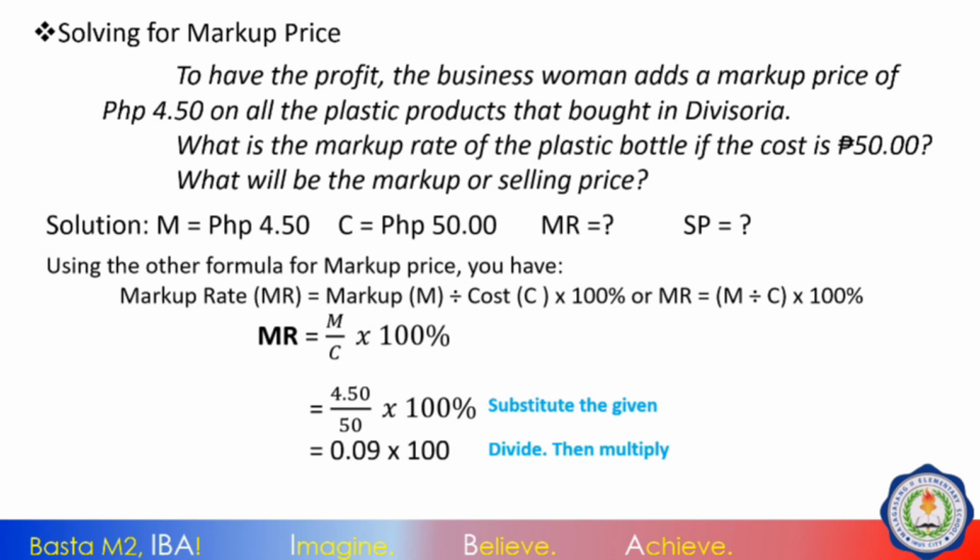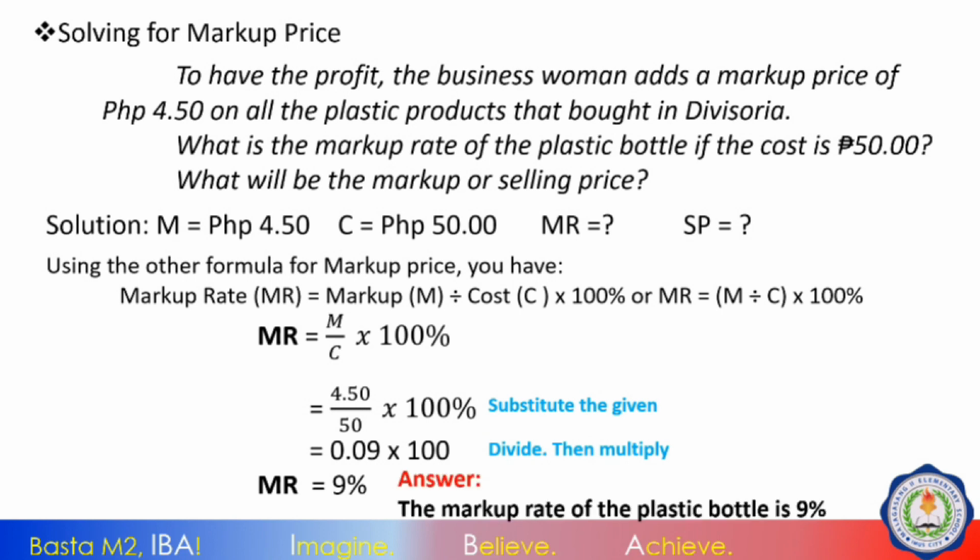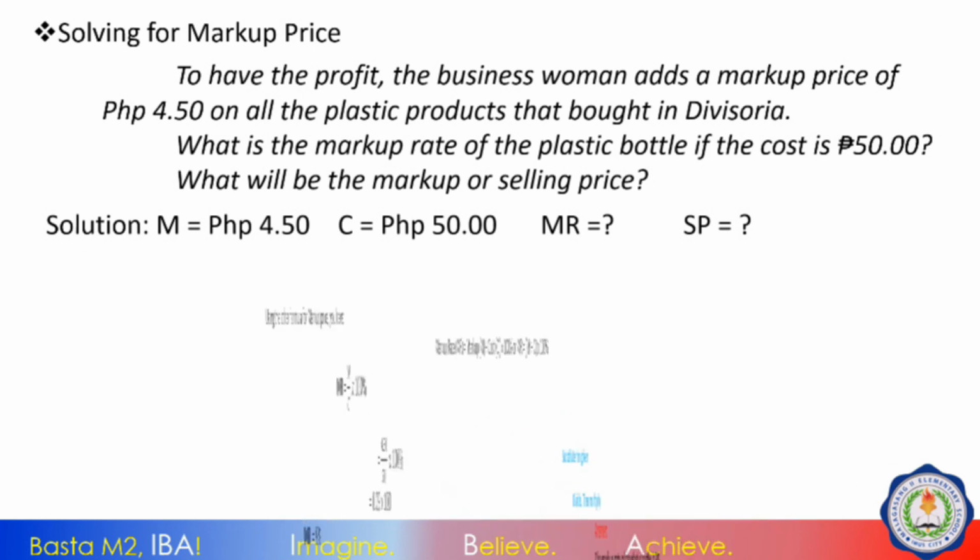4 pesos and 50 centavos divided by 50 is equals to 0.09. Then we need to multiply it by 100. Therefore, MR or the markup rate is 9%. So the markup rate of the plastic bottle is 9%.